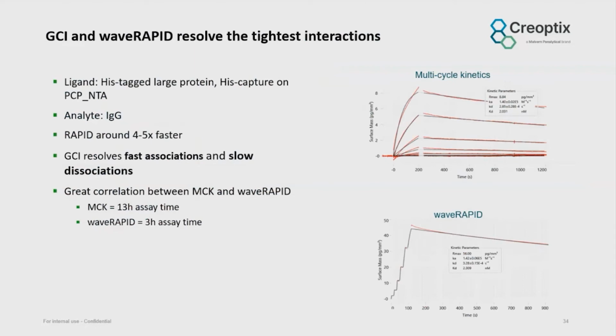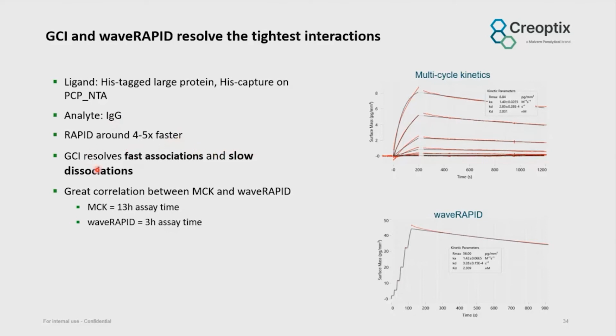We also like to show this slide that grating-coupled interferometry and waveRAPID can resolve the tightest interactions. Here, our ligand, which is the protein immobilized on the surface, is a his-tagged large protein. This is a customer sample, so I can't go into details on the exact type of protein, but what I can tell you is that it's a his capture on our nickel NTA surface. The analyte is an antibody, an IgG, and waveRAPID is 4 to 5 times faster.